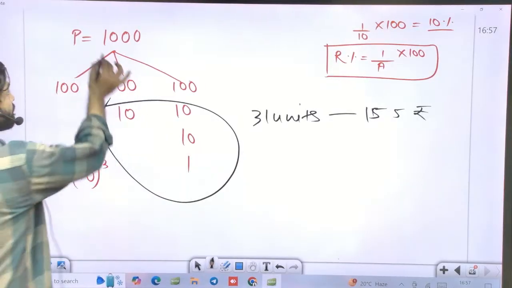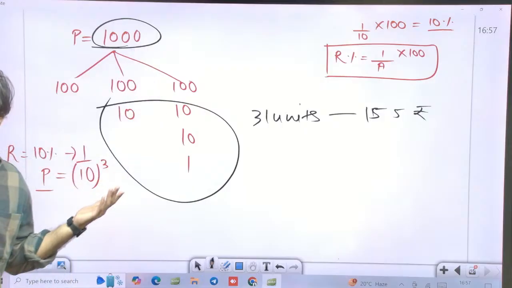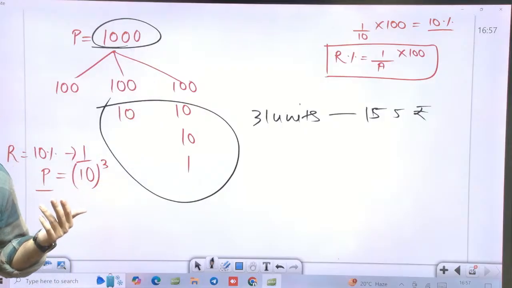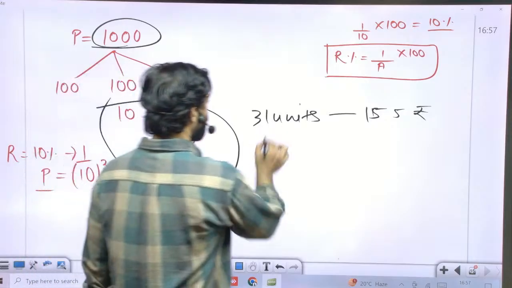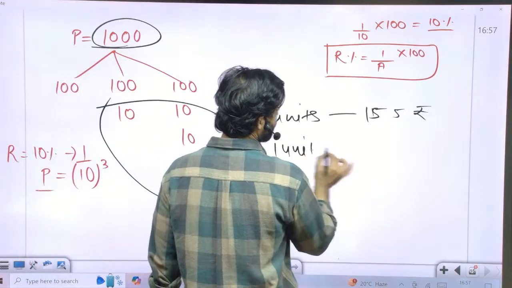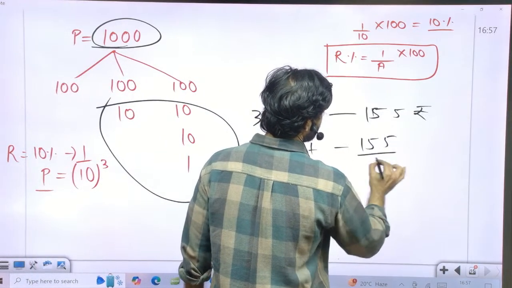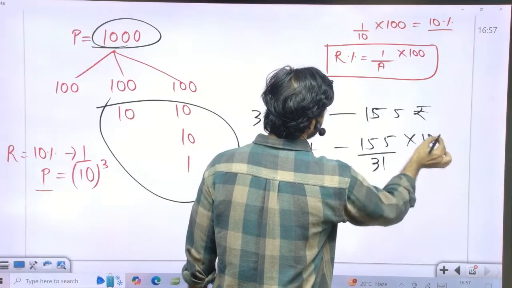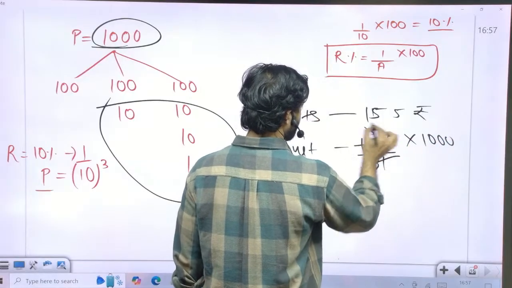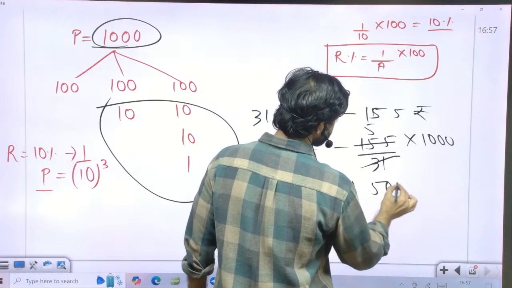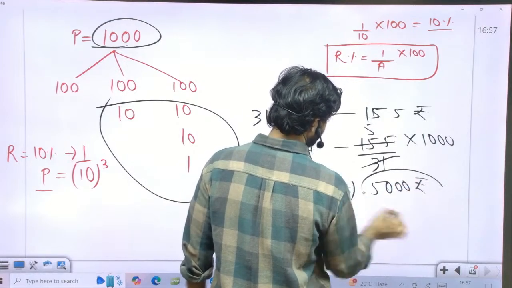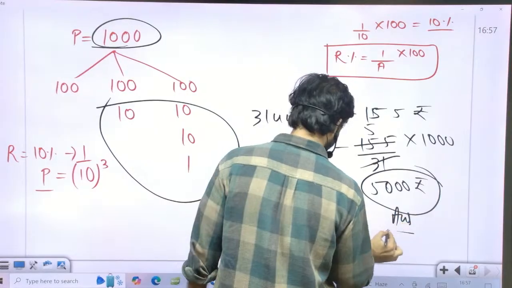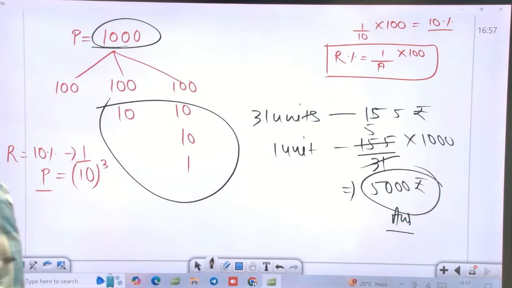And for the principal or the sum lent, we have to find out the value of how many units? Principal is 1000 units. Before that, we will find the value of 1 unit. So the value of 1 unit is this. If we multiply it by 1000, we will get the principal. So this is 5. So the answer is 5000 rupees. This is done. Okay. The question was asked in CHSL 2022.